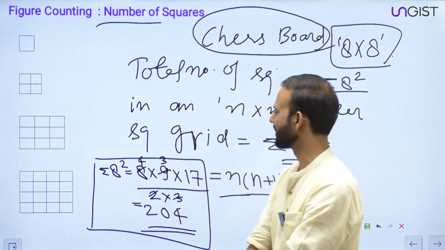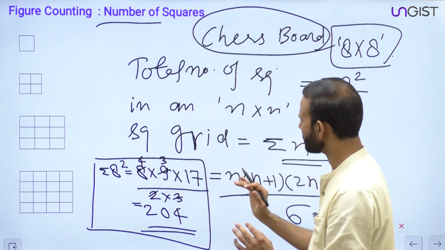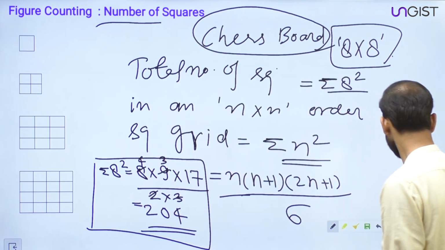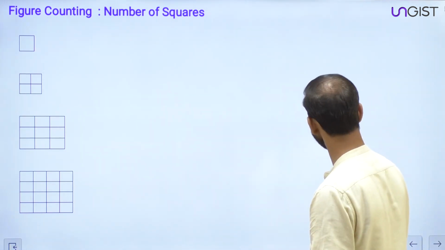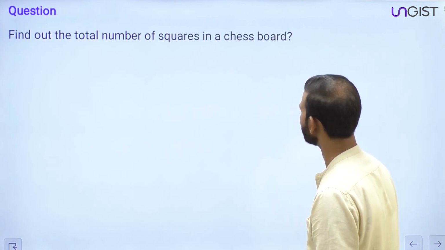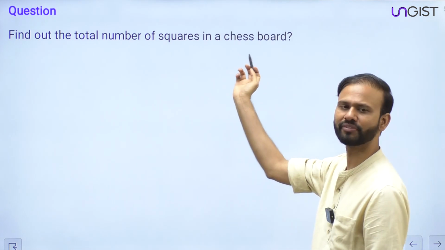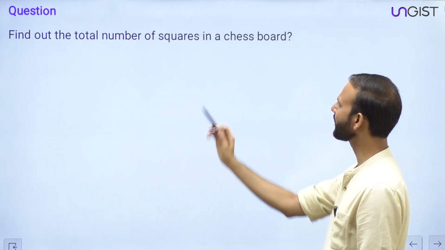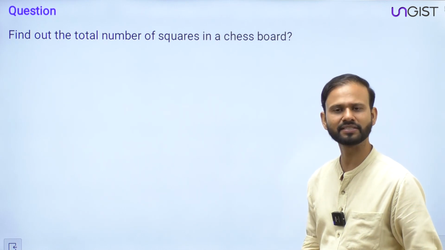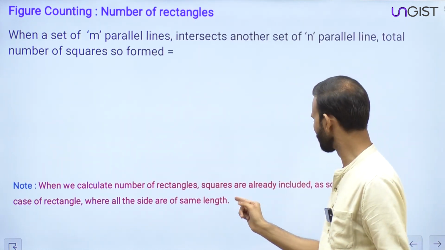Good everyone. Guys, so now let's move to the next slide. Okay, this is the question of chessboard. We have already solved it. The question is saying find out the total number of squares in a chessboard. We have already solved it. The answer is 204. Let's move to the next slide.